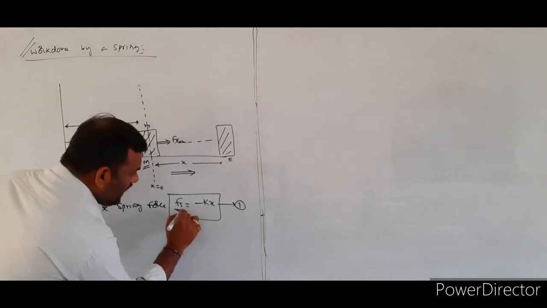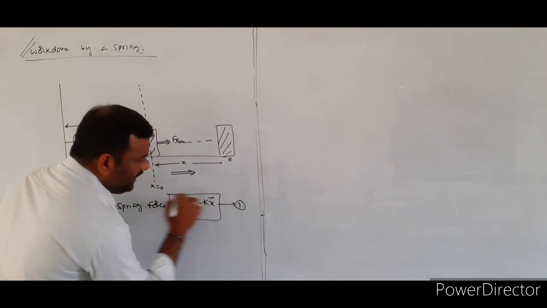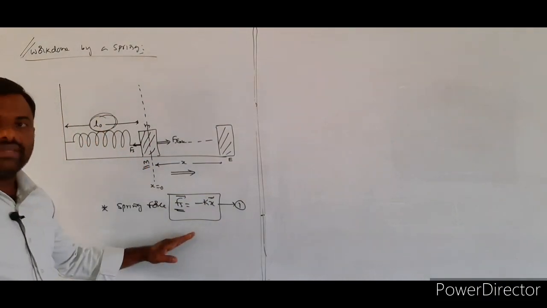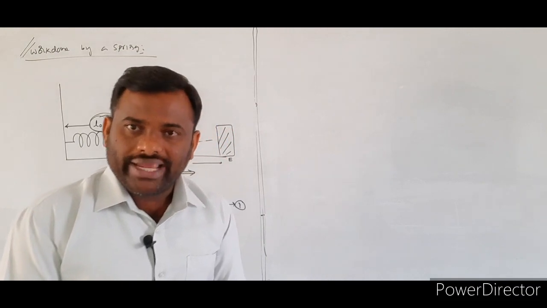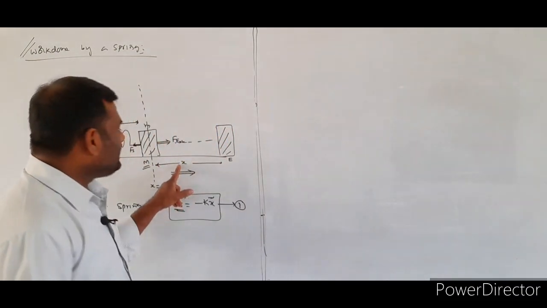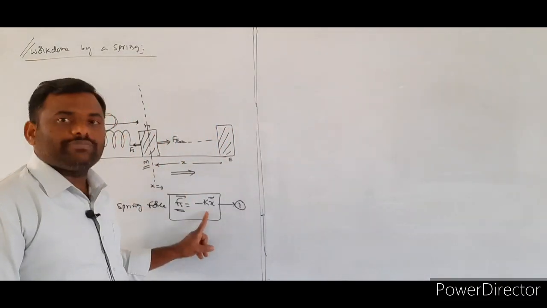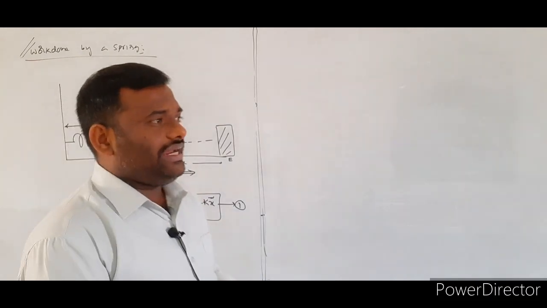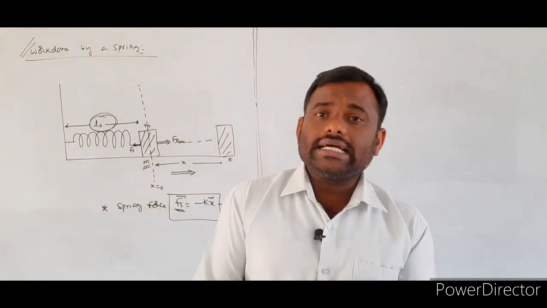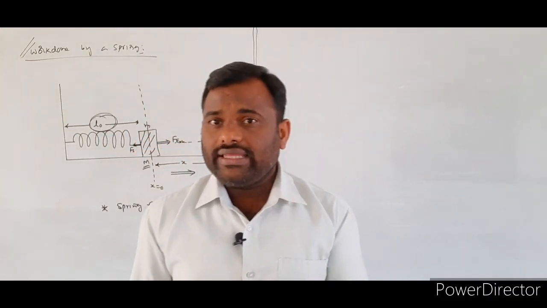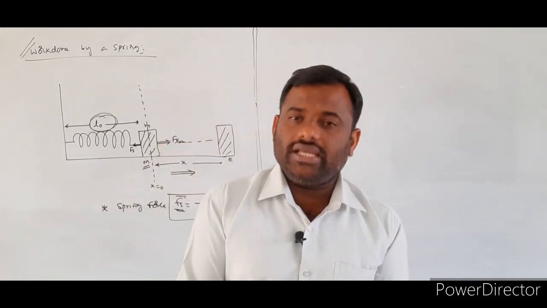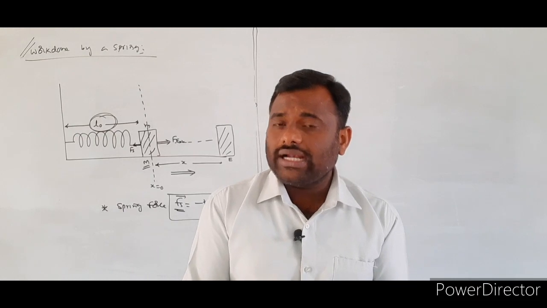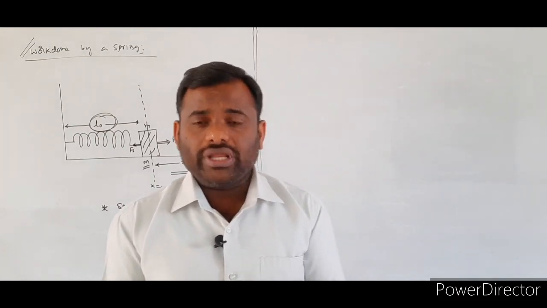So the direction of the restoring force is always opposite to the direction of the displacement, so the restoring force Fs will be given by minus K into x, where x is the elongation and K is the spring constant. Just now we defined the work done by the conservative forces. Work done by the conservative forces will be stored in the form of potential energy.